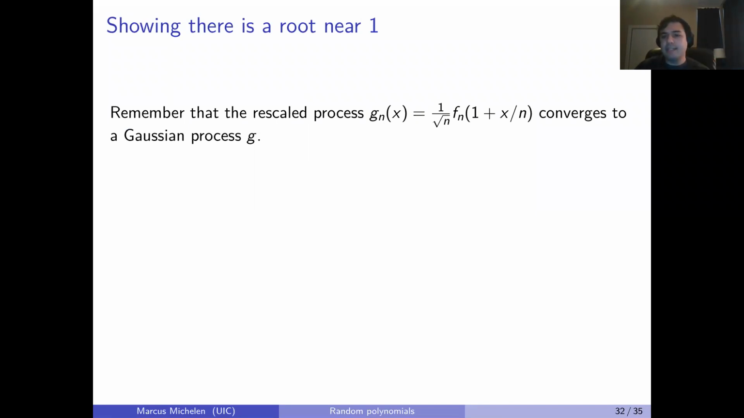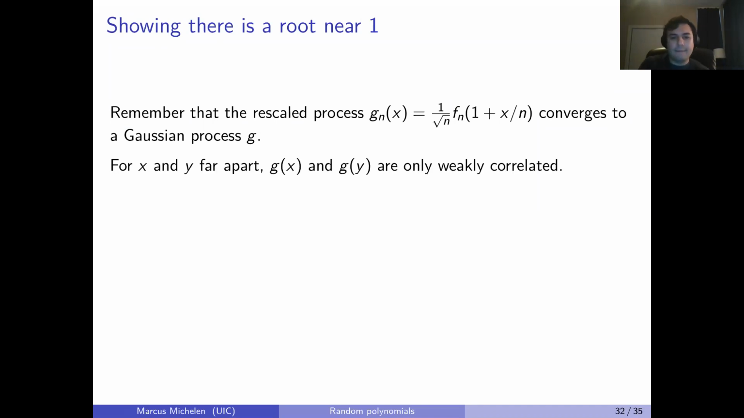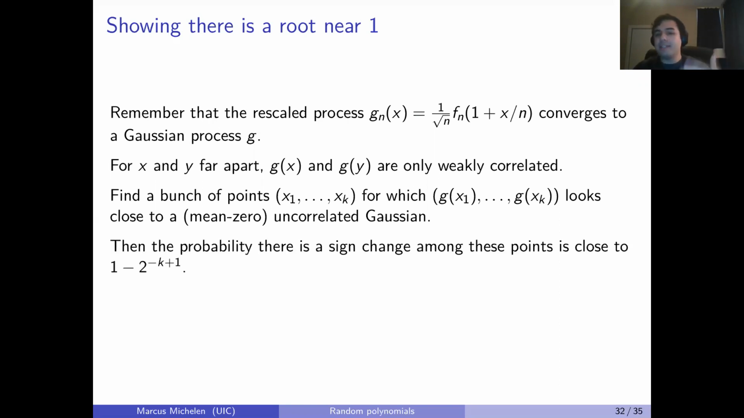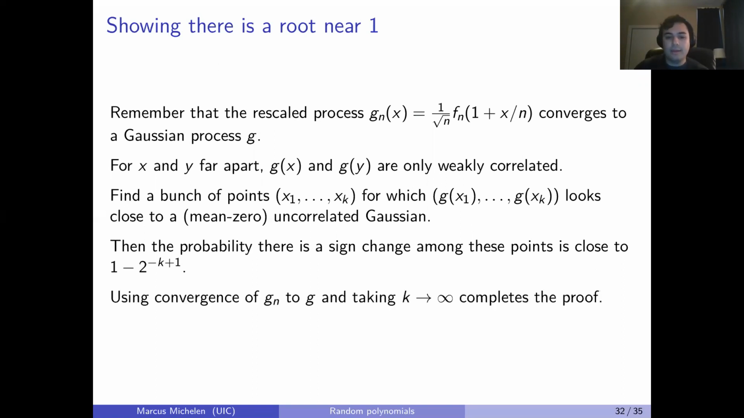So in order to show the existence of a real root, all we do is look at sign changes. If I look at points very far apart, this limiting Gaussian process is going to be basically uncorrelated. And it's mean 0, so that means that the signs are going to be roughly independent. So now, if I look at a whole bunch of points that are far enough apart, they'll look roughly like fair coin flips, times some Gaussian or whatever. So now the probability to have a sign change is going to be pretty high, right? It'll look like what you should end up with if the signs were fair coin flips, which turns out to be just this expression here. And now using convergence to this limiting process shows that we have a sign change with high probability, and that shows that we do have a 0 with high probability.